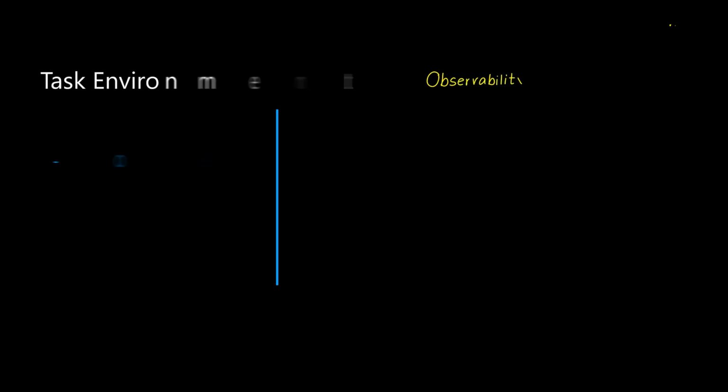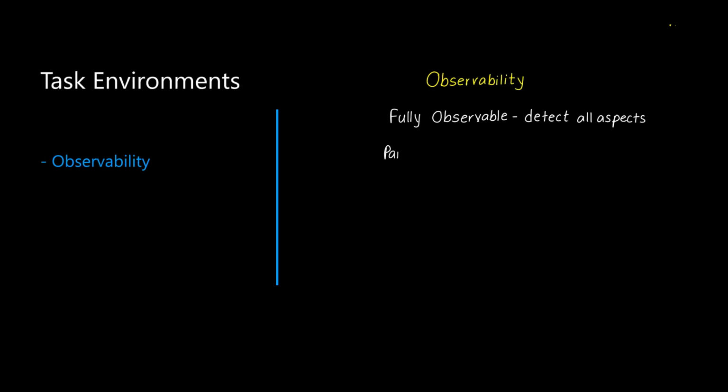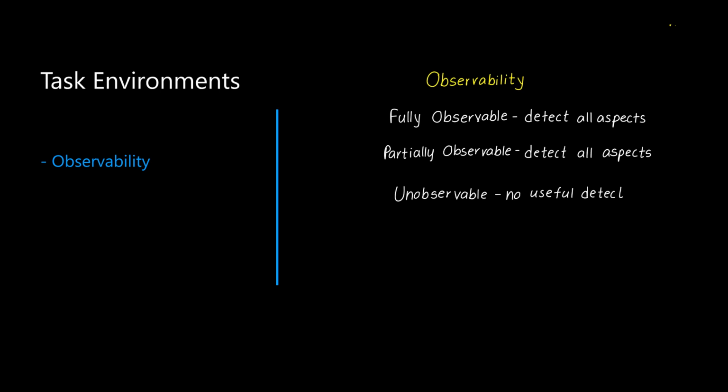Now let's cover task environments, which describe the world an agent operates in. Observability is first. A fully observable environment means the agent can detect all relevant aspects of the current state. Poker with hidden cards is partially observable. A surveillance camera in a dark room might be unobservable, detecting nothing useful.